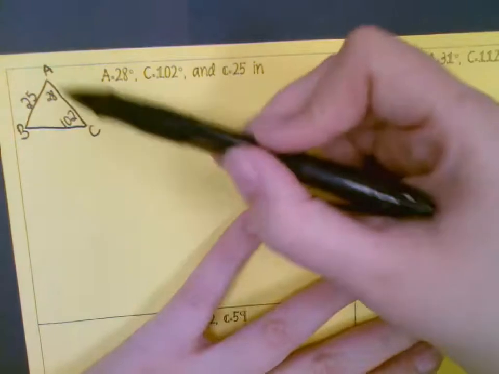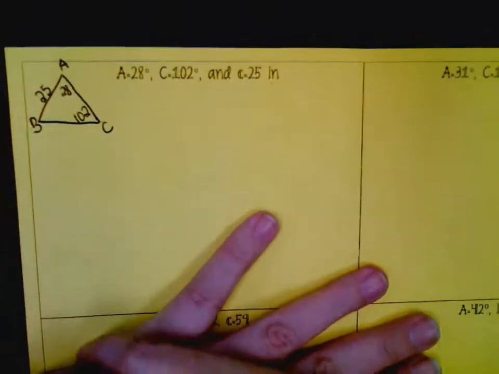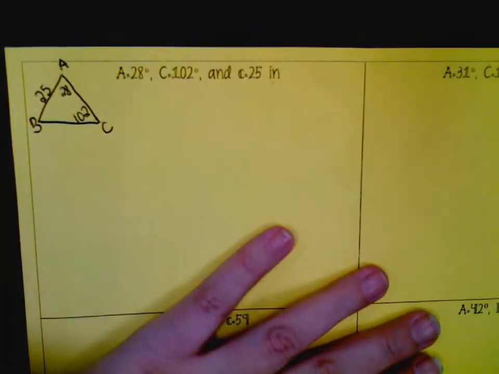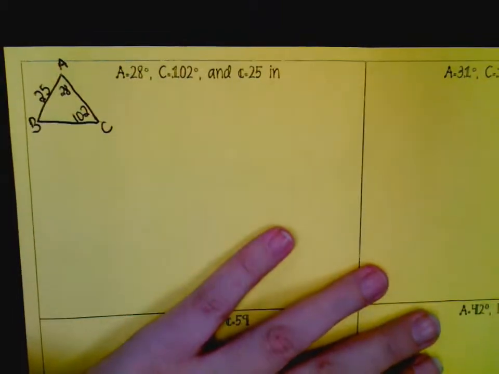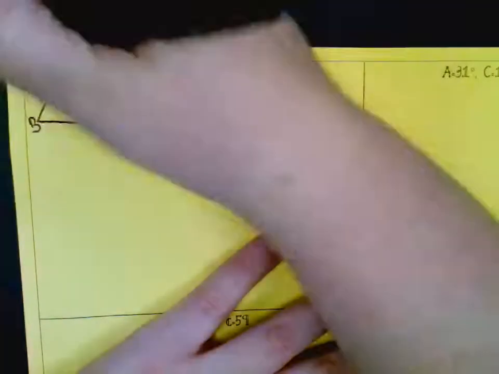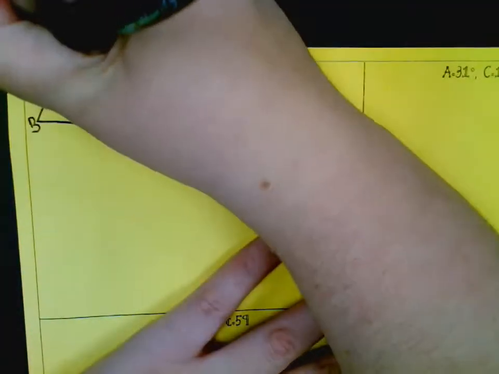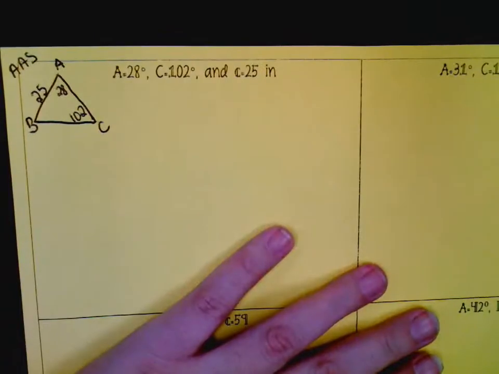Now that we have our picture, we can see: do I have side-side-side, side-angle-side, which one do we have? Then we can determine which formula we need to use. In this picture, we have angle-angle-side. So when we have angle-angle-side, which formula do we use, sines or cosines? Very good. Angle-angle-side is the law of sines.